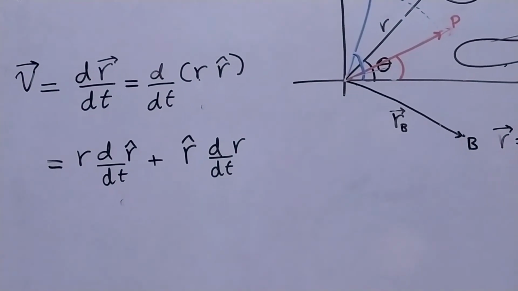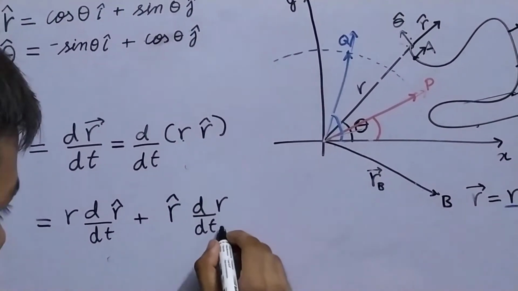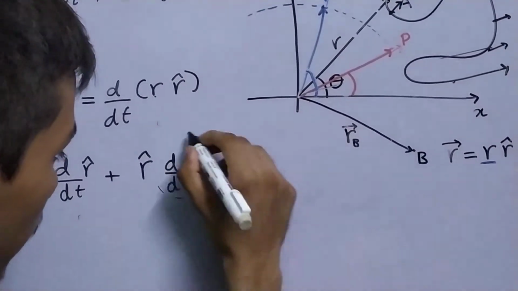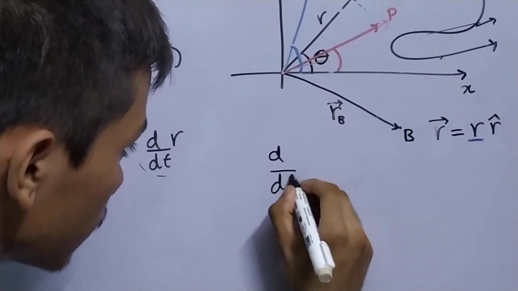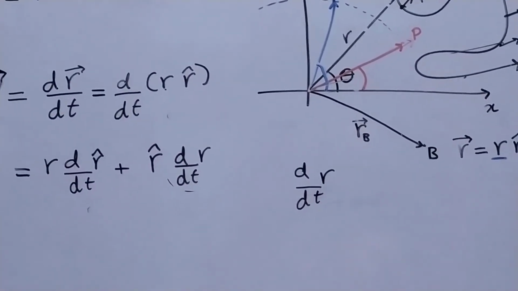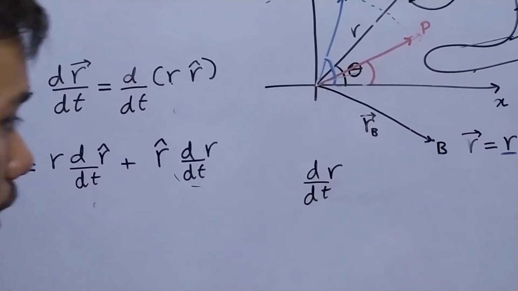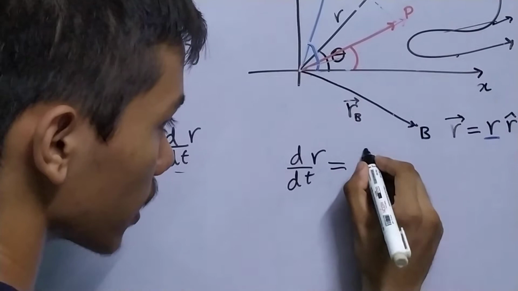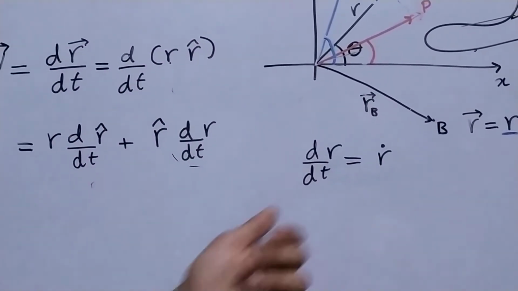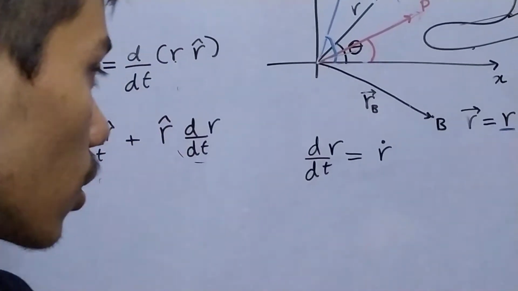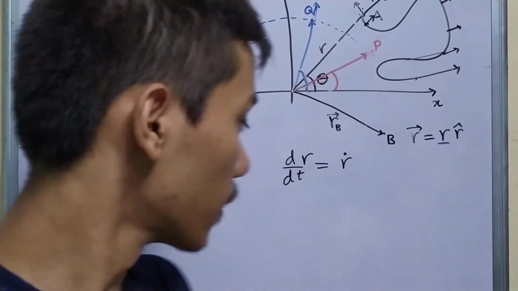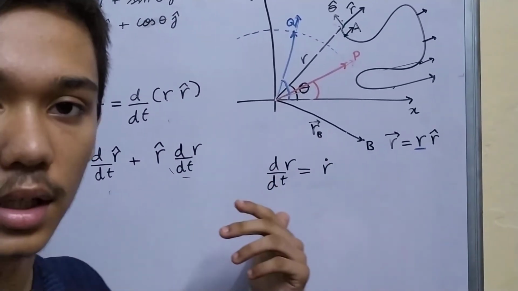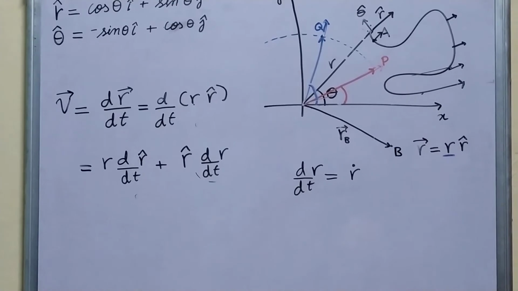Alright, now we are calling this dr by dt as r dot. It's just a convention. We are not really doing something new here. It's because of simplicity. You will see why.